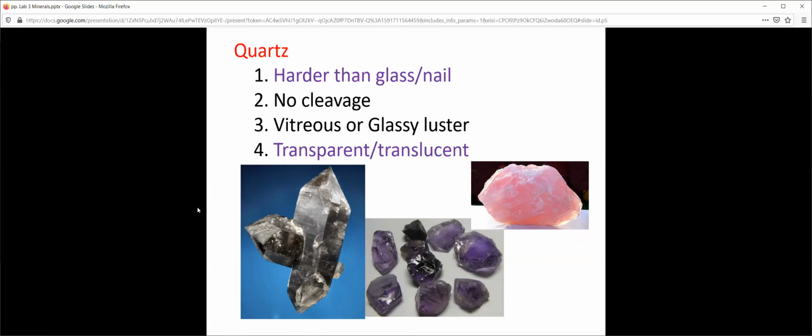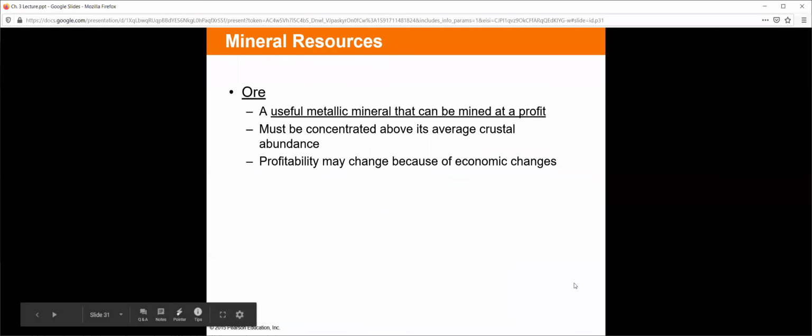Oh, question here. So native elements are minerals that consist of only one element on the periodic table. That's not a bad way to think about it. Let me go back to that list.